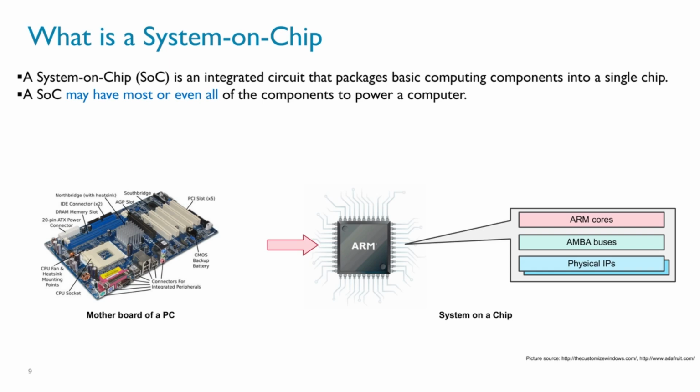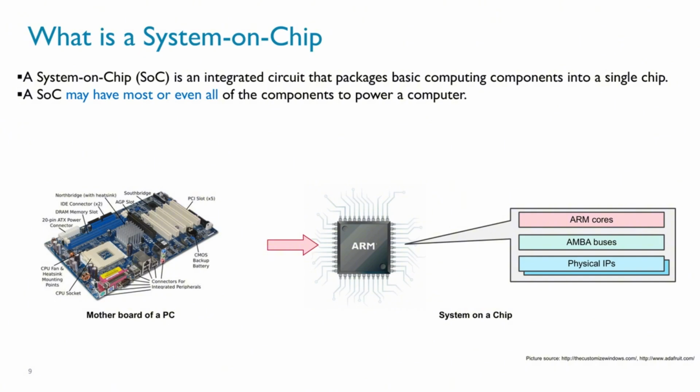If we could look inside that single ARM chip, as the diagram on the right shows, we'd find all the core components of a computer. You have the ARM cores, which are the central processing units, the brains of the operation. You have the AMBA buses, which are like a microscopic network of highways inside the chip, allowing all the different parts to communicate with each other incredibly quickly. And you have physical IPs. IP stands for intellectual property, and these are essentially pre-designed functional blocks.